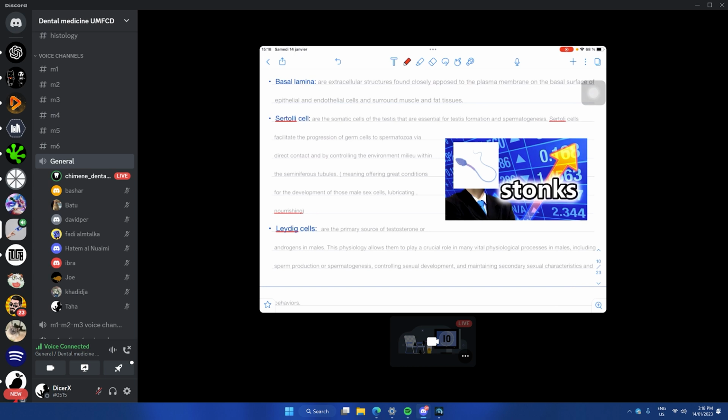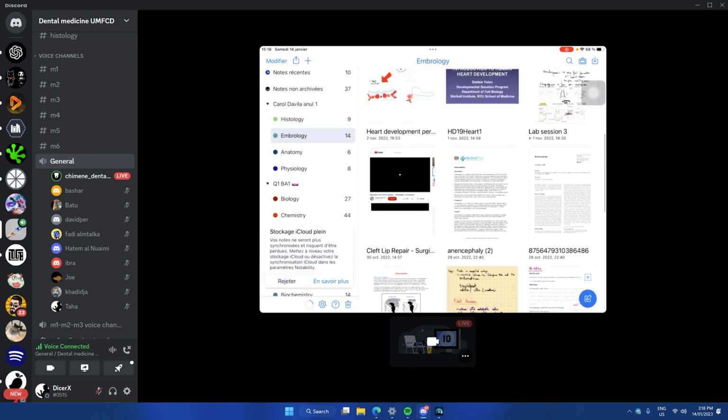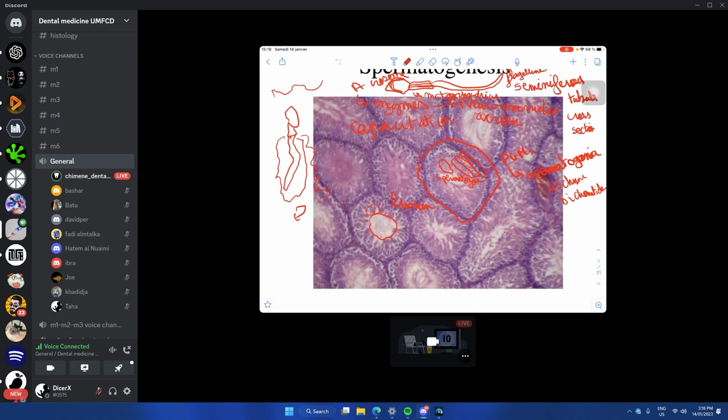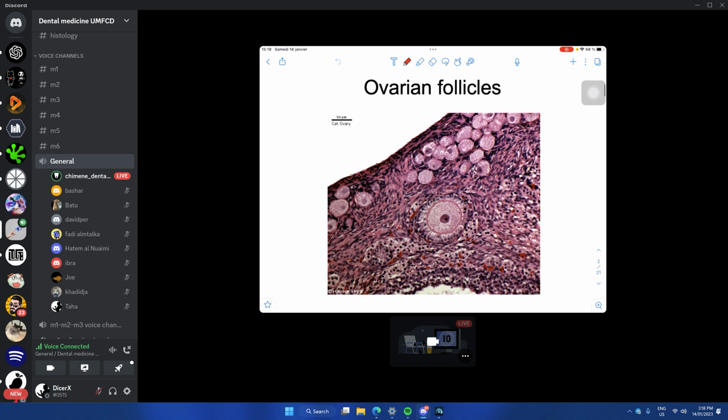So this is for the first picture. Do you have any questions? Should I repeat something? No. Okay, let's move on to the ovarian follicles. So here you have also a cross section through the ovaries of a cat. So this is the cat ovaries. This is first of all oogenesis also, so another type of gametogenesis, the development of the ovarian follicles and everything. So here you have the primordial.